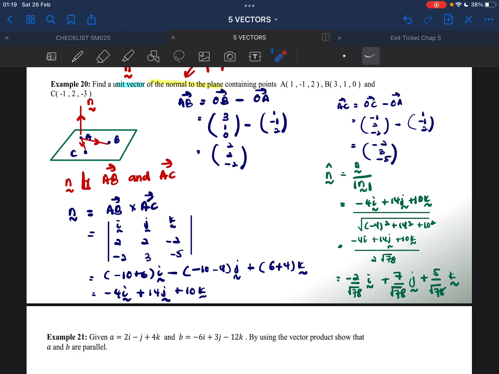So that is how we find the unit vector that is perpendicular to both vectors. Basically just find the cross product between the two vectors. In this case, we don't have the two vectors, so we have to find them first by finding the direction vectors. Then we find the cross product, and we just substitute into the formula of the unit vector.